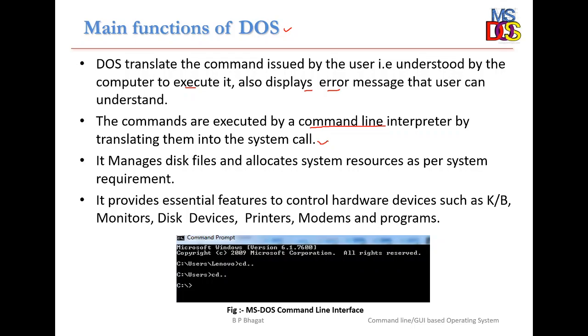These system calls are available with the operating system, and the operating system will perform the task related to the command given by the user. It also manages the disk files, and it allocates the system resources as per the system requirement. It also provides essential controls to various hardware devices such as keyboard, monitors, disk drives, printers, modems, and programs. In this way, the Microsoft disk operating system is used to perform all the activities or operations related to the operating system.